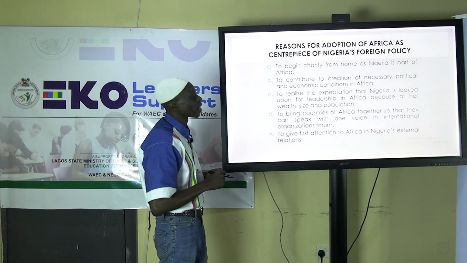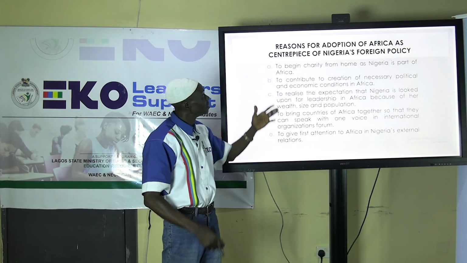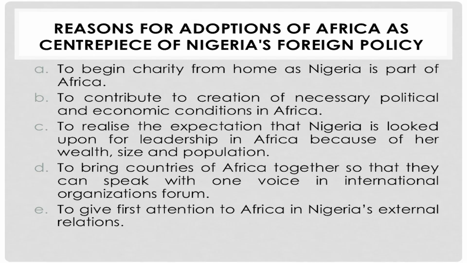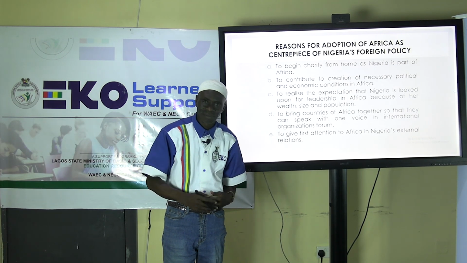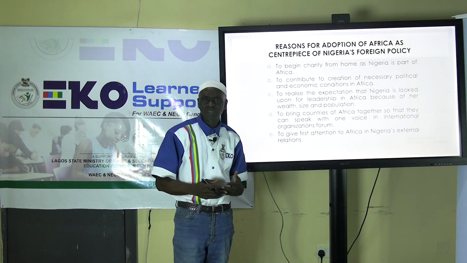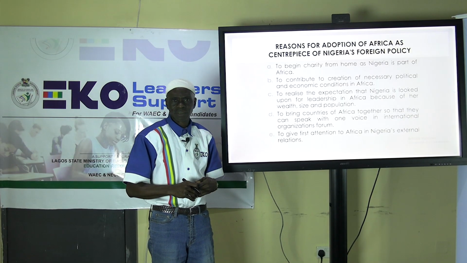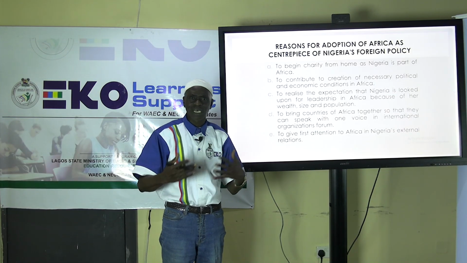So let's look at reasons why we have this. That is, reasons for the adoption of Africa as centerpiece of Nigeria's foreign policy. There are so many reasons why Nigeria has done this, like I said, since independence era. 1, to begin charity from home, because Nigeria is part of Africa. So whatever we want to do, our leaders have thought it wise to think of, let Africa come first, because we are brothers, regardless of Nigeria's size, population, and endowment of resources. Even the countries see us as leaders.